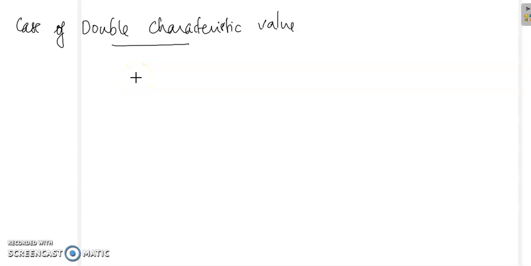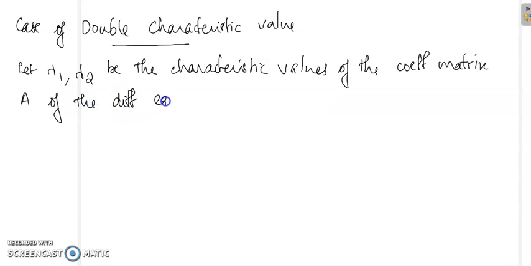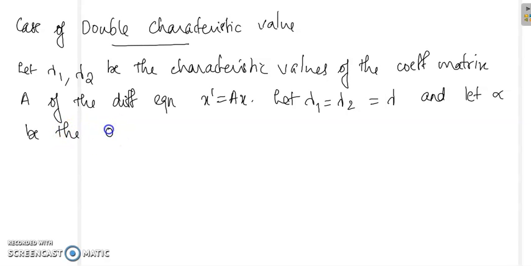So let us consider the matrix A. Let lambda 1, lambda 2 be the characteristic values of the coefficient matrix A of the differential equation x dash equal to ax, and let lambda 1 equal to lambda 2 equal to lambda, and let us take alpha to be the corresponding eigenvector. So let alpha be the corresponding eigenvector.